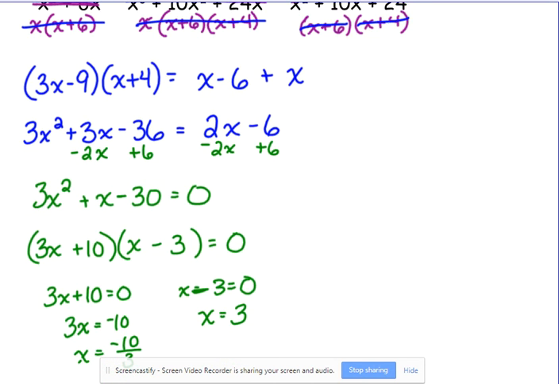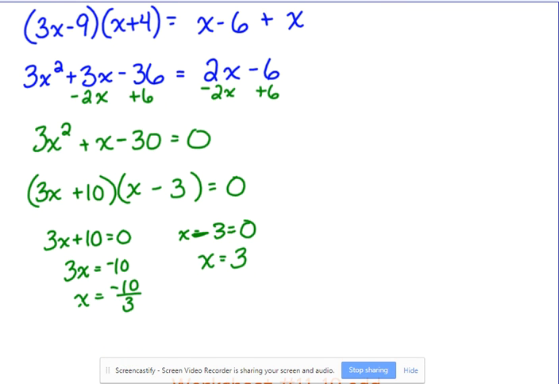So let's just check and see if 3 or negative 10/3 is a problem. Are either of those a problem? Like, would they make the denominator 0? Yes? Negative 10/3 would make the denominator 0. Plug it in. Plug it into the denominator. 3 times 3 plus 6. Is that going to be 0? No. Negative 10/3 times negative 10/3 plus 6. Is that going to be 0? I don't know exactly what it is, but it ain't 0. Okay? So neither of those are problems.